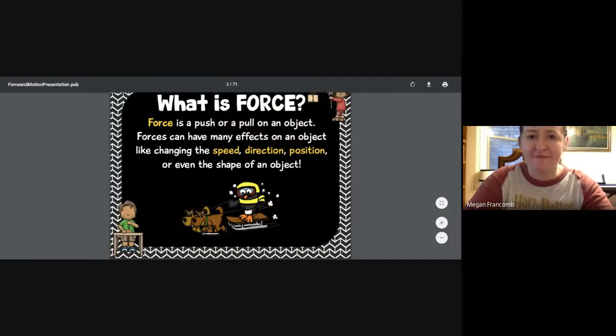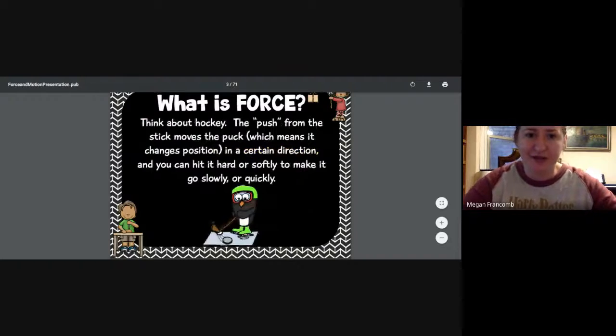We've learned what force is. What is force? Force is a push or a pull on an object. Forces can have many effects on an object, like changing the speed, direction, position, or even the shape of an object. Think about hockey. The push from the stick moves the puck, which means it changes position in a certain direction, and you can hit it hard or softly to make it go slowly or quickly.